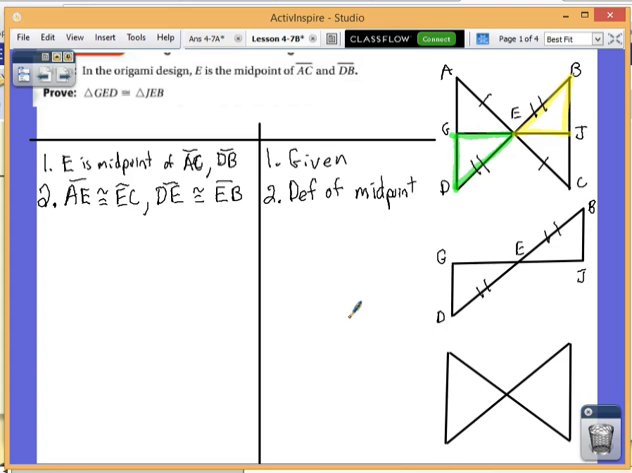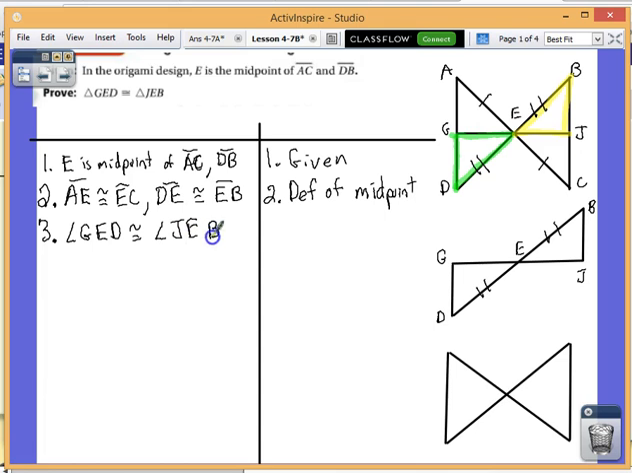All right, so to me, I'm trying to prove these two triangles congruent. That's my auxiliary drawing. So my brain's thinking, well, I already see something just right off the bat. I can just see with my eyes, but by examining the drawing, that angle GED is congruent to angle JEB.